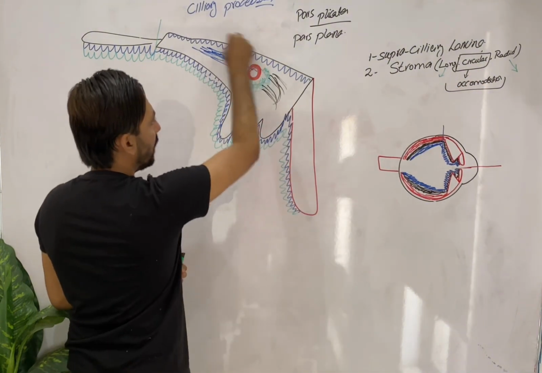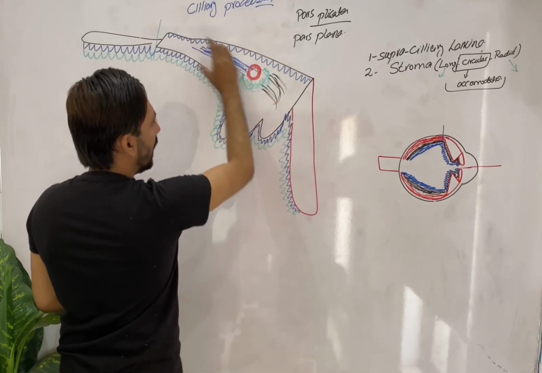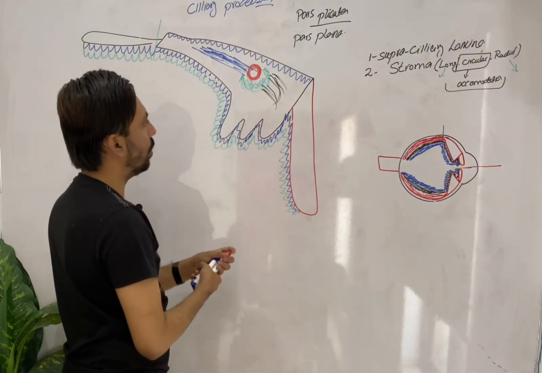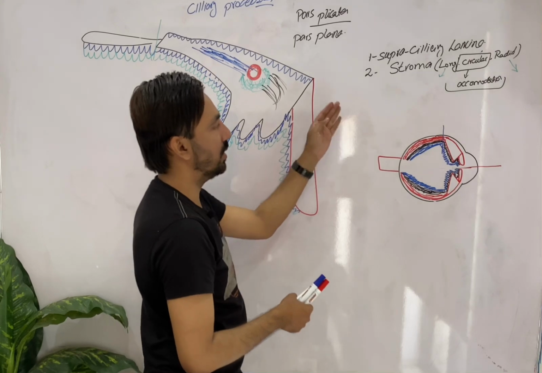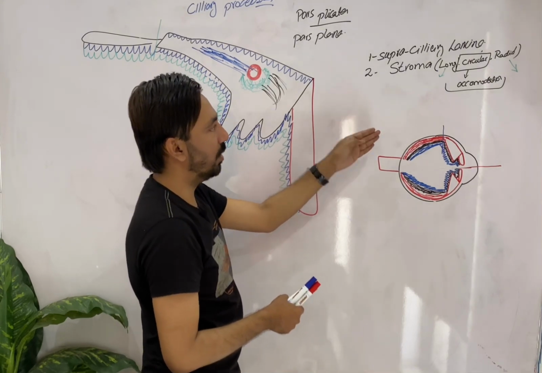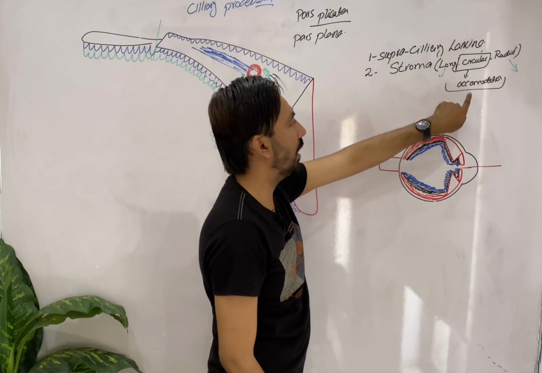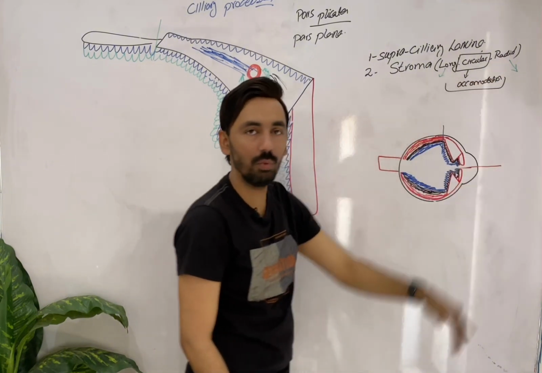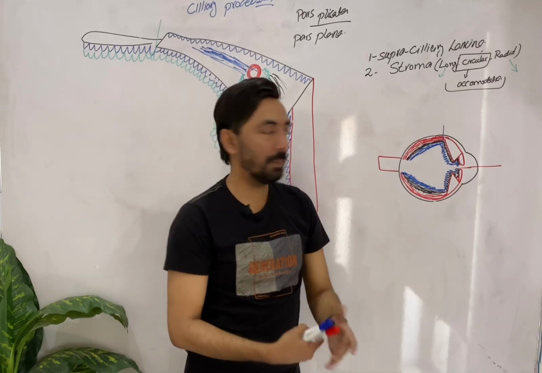So the first layer was the supraciliary lamina. Beneath the supraciliary lamina, there is a major muscle of the ciliary body which is called the ciliary muscle or ciliaris muscle, which has three different fibers. One is longitudinal, the second is circular, and the third is radial, right? So circular fibers are involved in accommodation, and longitudinal and radial fibers are involved in the production of the aqueous humor, right?